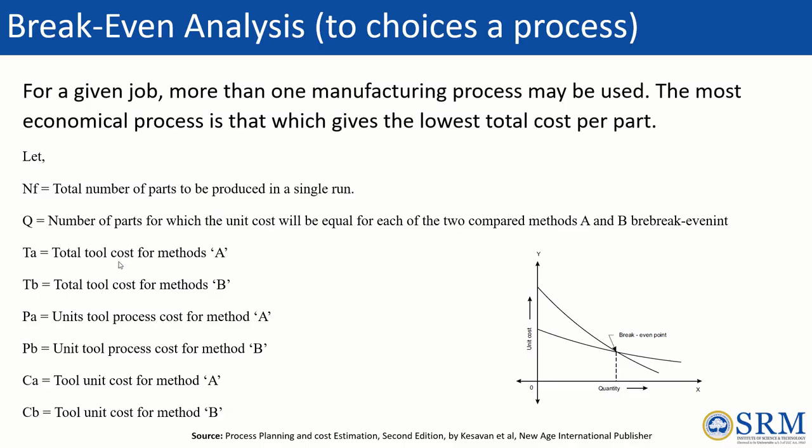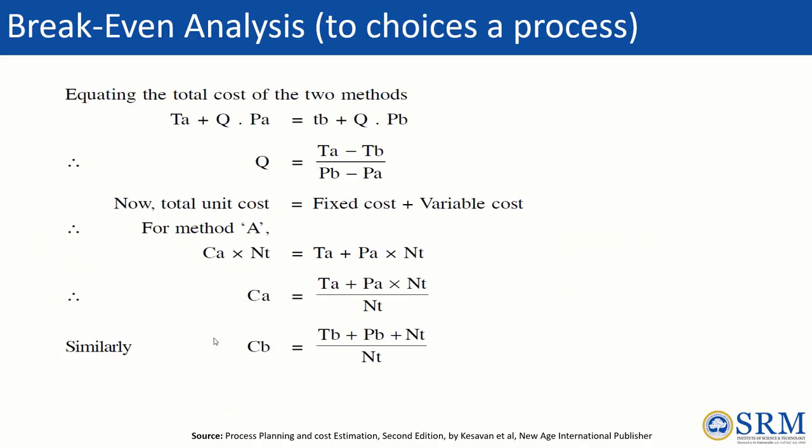So what is TA, what is PA, PB? TA is the total tool cost for method A, and TB is the total tool cost for method B, and PA is the unit process cost for method A, and PB is the unit process cost for method B, and CA is the total unit cost for method A, and CB is the total unit cost for method B. These are the formulas. By equating the total cost of the two methods, TA plus Q into PA is equal to TB plus Q into PB, from where we can find out the Q value.